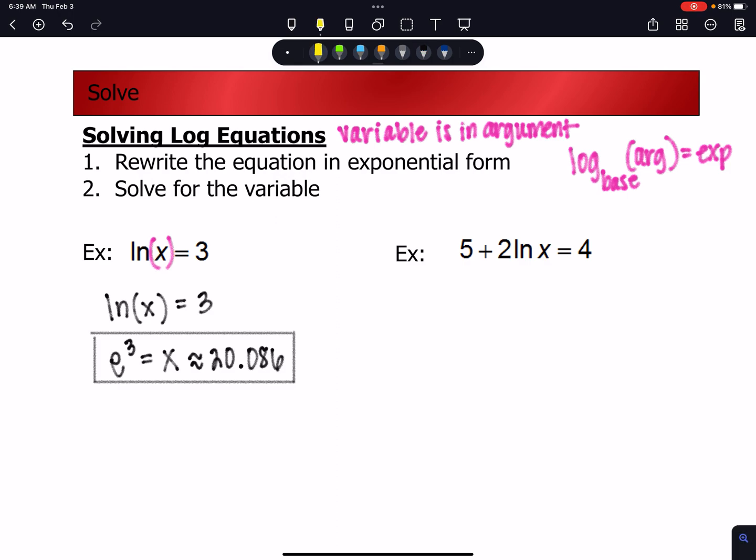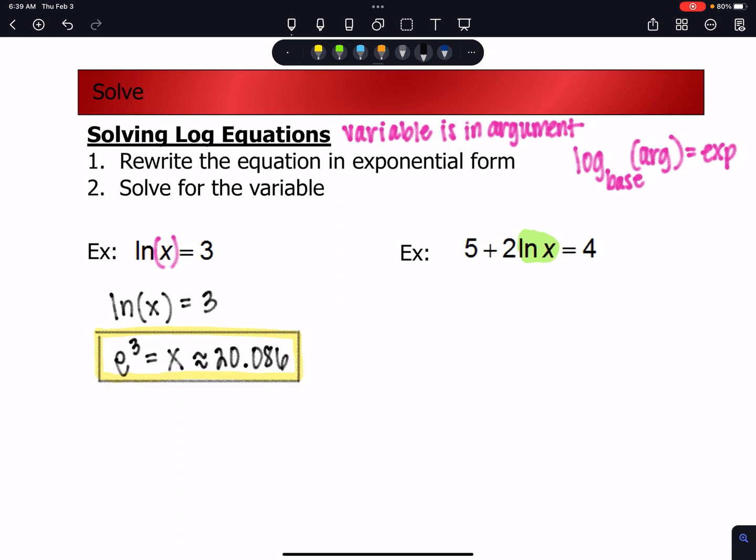Okay. I'm going to make these notes a little more colorful, and I'm going to highlight my answers. Okay, next example, we have 5 plus 2 times the natural log of x equals 4. I need to isolate that natural log of x. Just like I did the exponential expression, I want to isolate the logarithmic expression, which is the log and the argument, not anything out in front, not anything attached by addition or subtraction. So I'm going to have to subtract 5 from both sides.